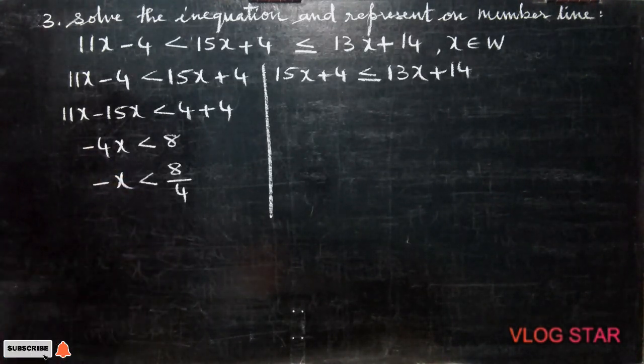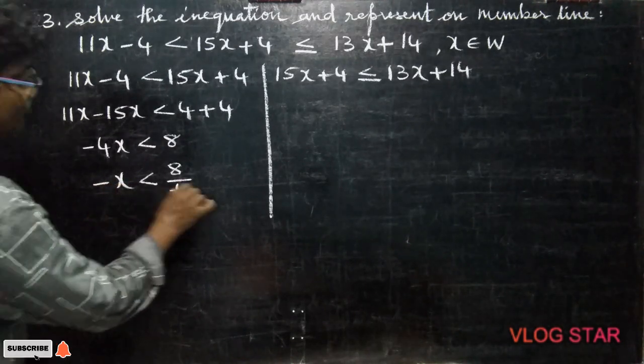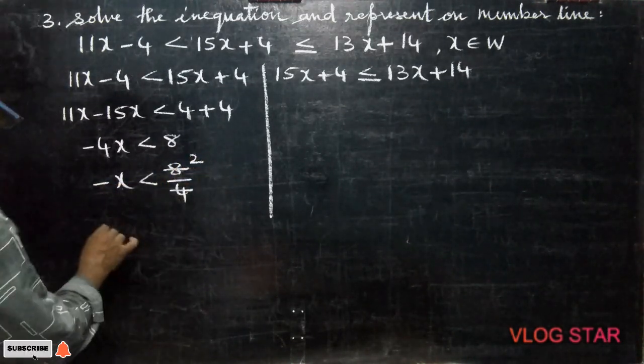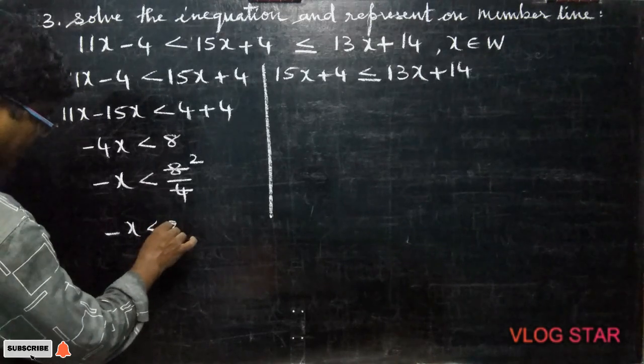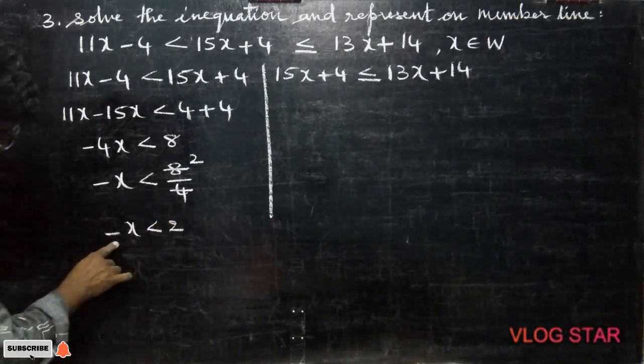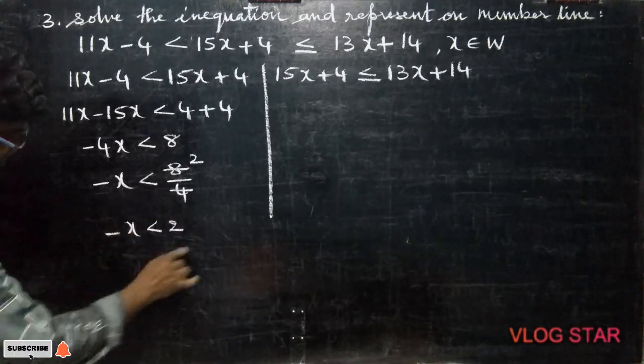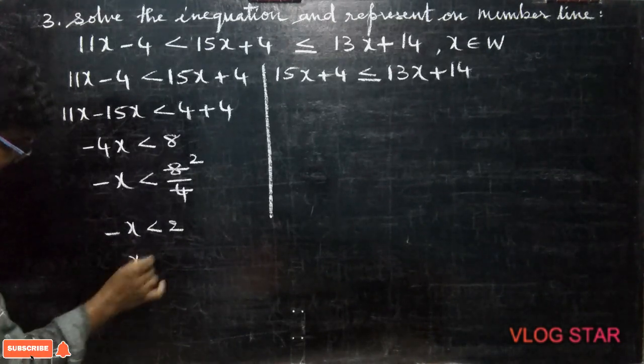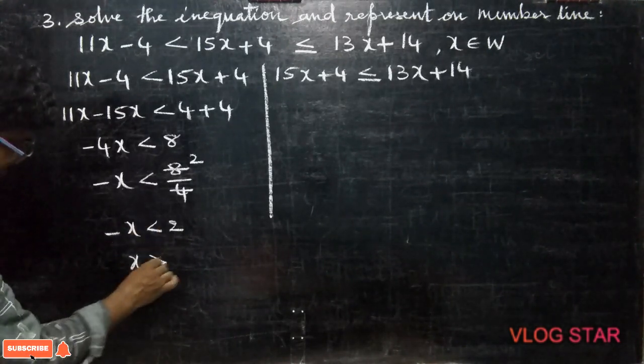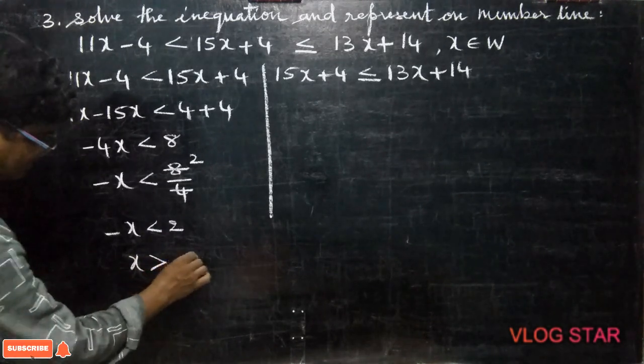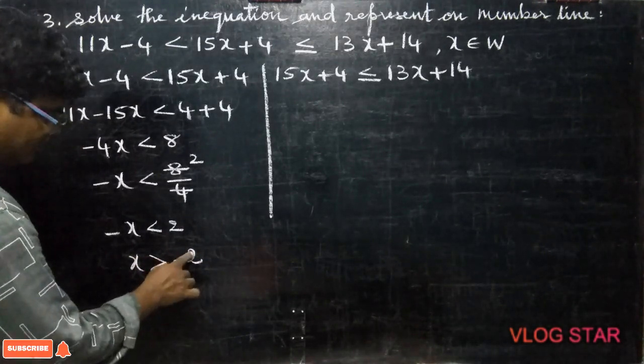So be careful here. Minus x you have to write here. 4 goes 2 times. So minus x less than 2 we got. We want x, not minus x. So the complete inequation you have to change. Minus x becomes plus x, less than becomes greater than, plus 2 becomes minus 2. So you have to be careful here.